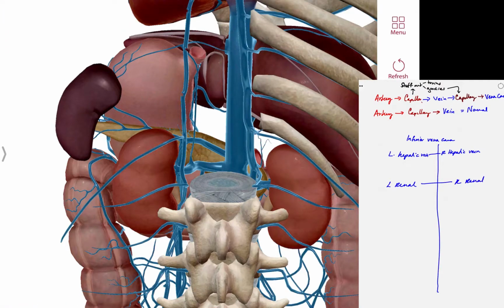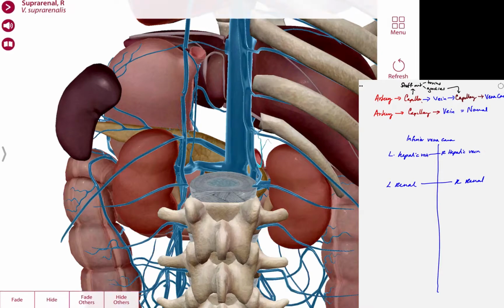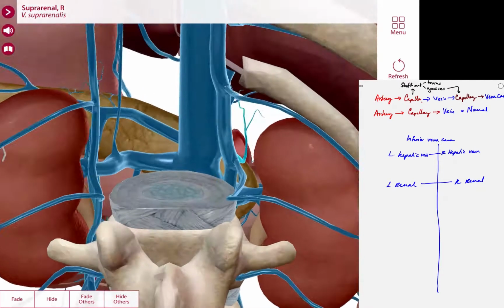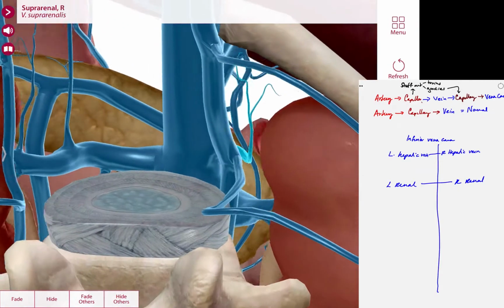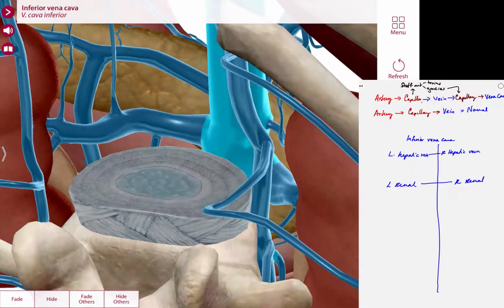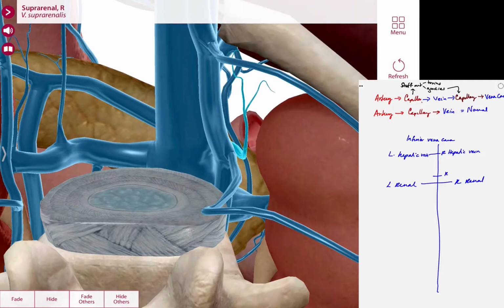This guy right up here, I'm trying to select it, but you can see that there's this little branch that comes directly off the inferior vena cava, that's the suprarenal artery. Suprarenal means above the kidney. That goes to the adrenal gland.